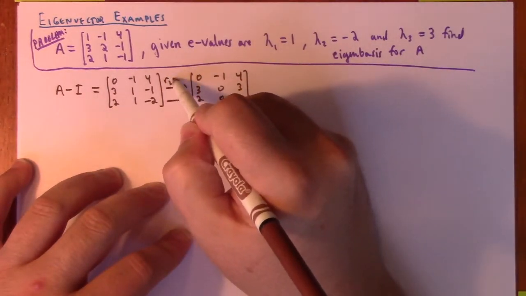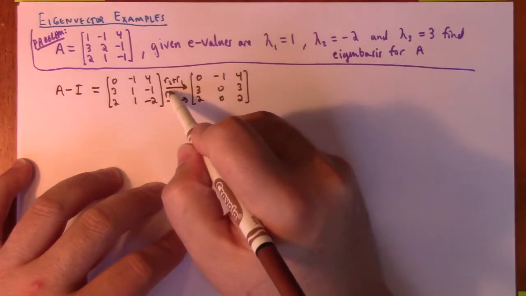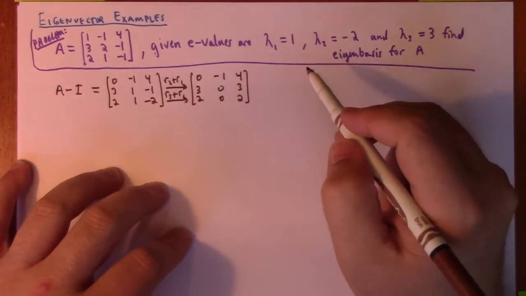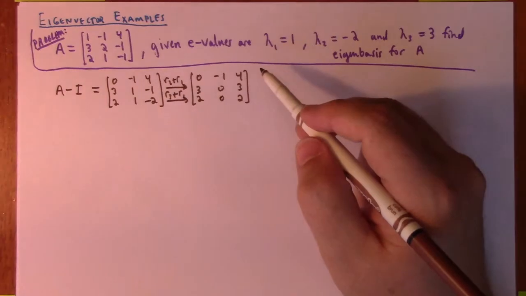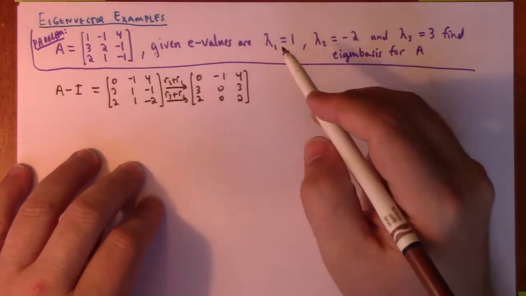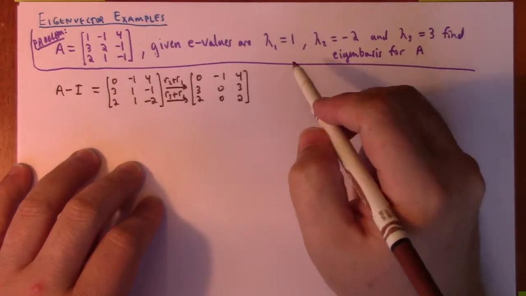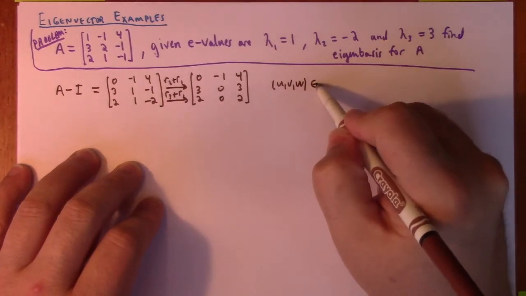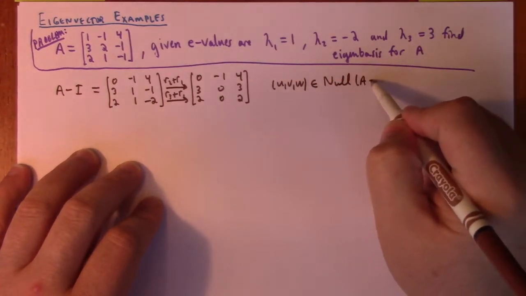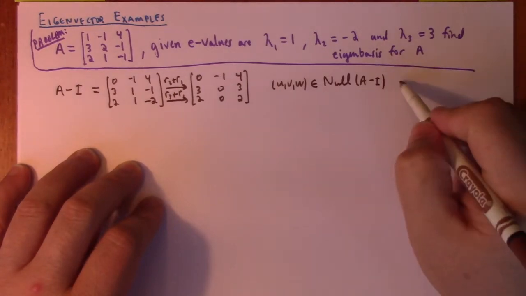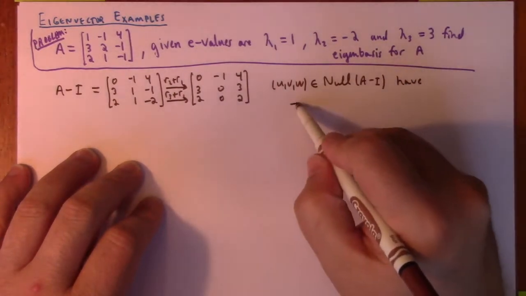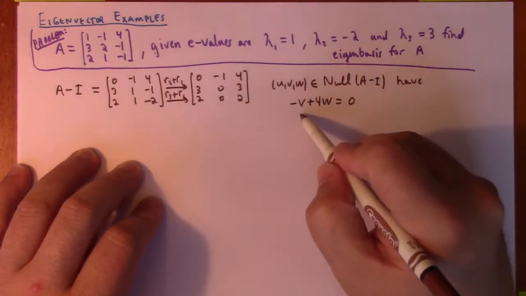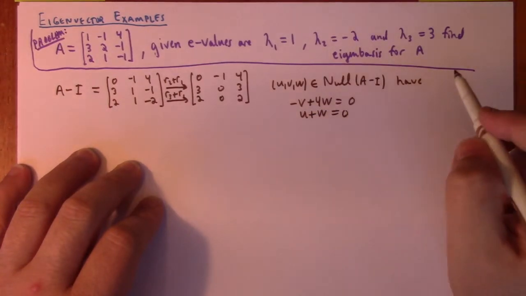So that's row 2 plus row 1. And this one was row 3 plus row 1. At that point, you can see that the third and the second equation are the same equation, and the first equation is separate. So if you let (U, V, W) be an element of the null space of A minus I, we have to have the following equations: minus V plus 4W equals 0, and U plus W equals 0. So I can use W as a parameter.